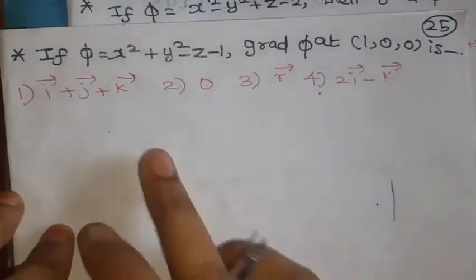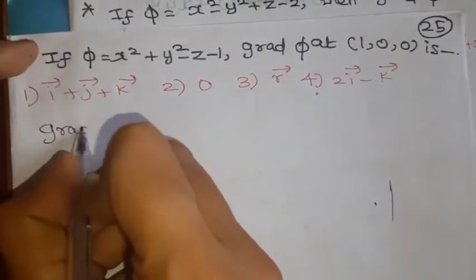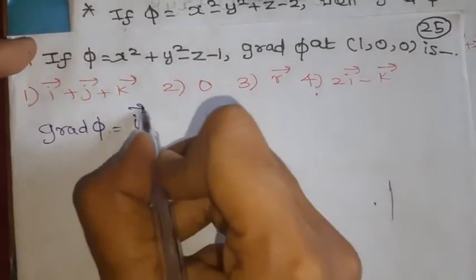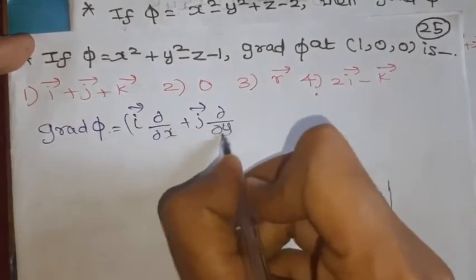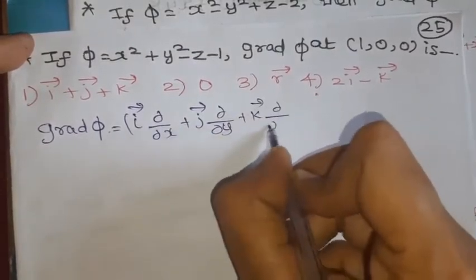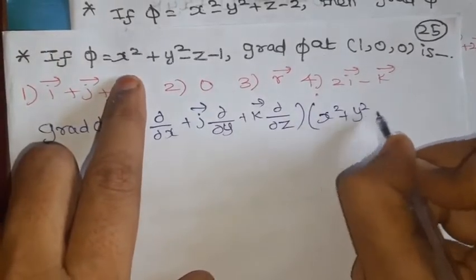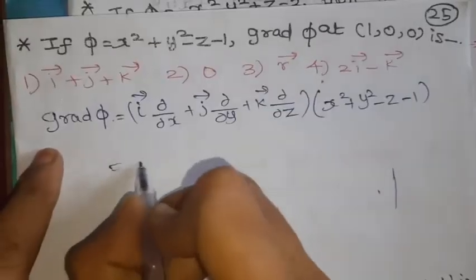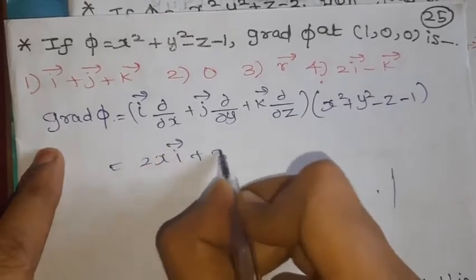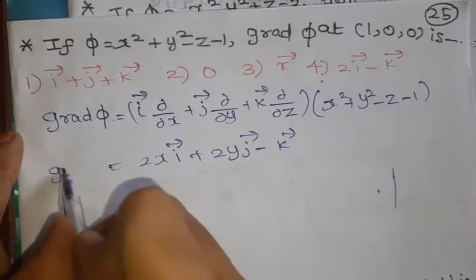What is given? The phi value is given, and we are going to find grad phi. Grad phi is nothing but del phi, so i into dou by dou x. In our exam, don't write all this, just do the mental calculation. Into phi, x squared plus y squared minus z minus 1. So dou by dou x of this term, what will we get? 2xi plus 2yj minus k, right? So this is grad phi.